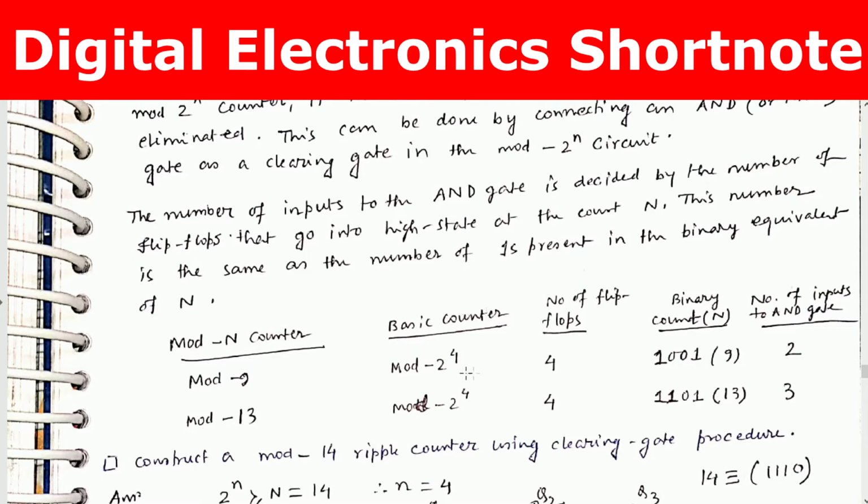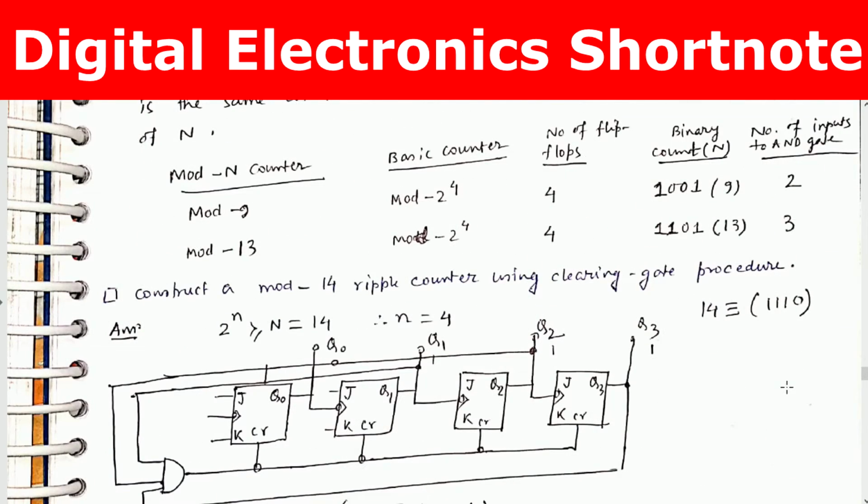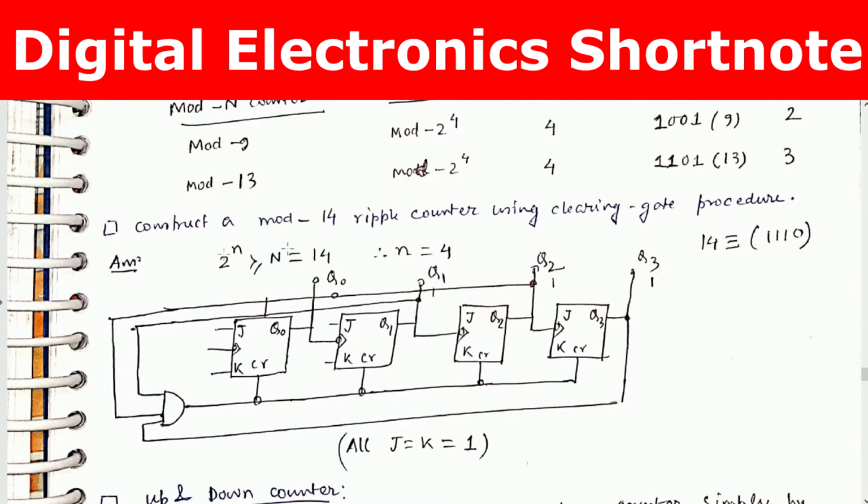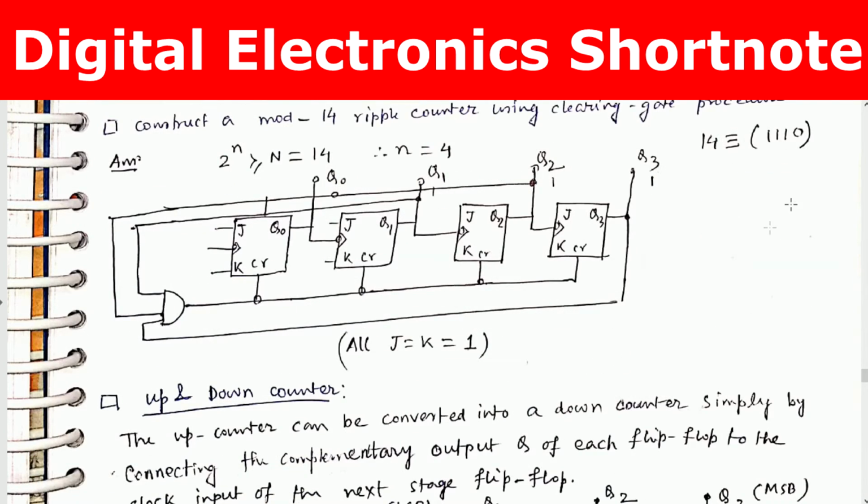So mod 9 basic counter, mod 2 to the power 4, number of flip-flops required 4. Binary count 1 0 0 1, 9. So two 1s are there, so number of inputs to AND gate is 2. Mod 13, number of 1s is 3, so 3 inputs to the AND gate. So this is a question. Construct a mod 14 ripple counter using a clearing gate procedure. So in this we can do that.